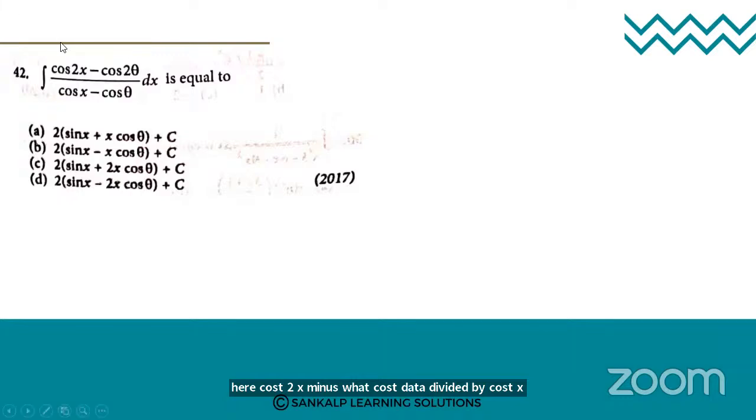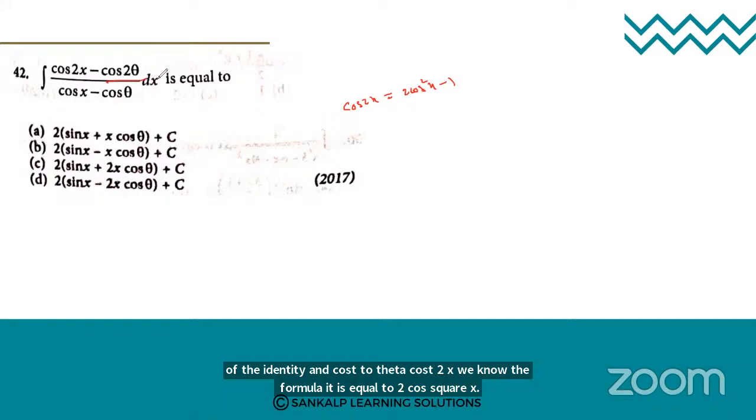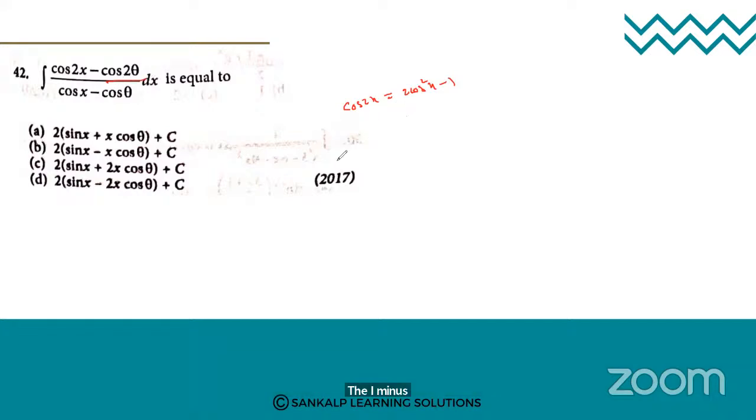So see here, cos 2x we can simplify by making use of the identity. Cos 2x, we know the formula, it is equal to 2 cos square x minus 1. Similarly, cos 2 theta also we can write using the same identity, 2 cos square theta minus 1. By making use of the property and substituting, see how we can simplify it.